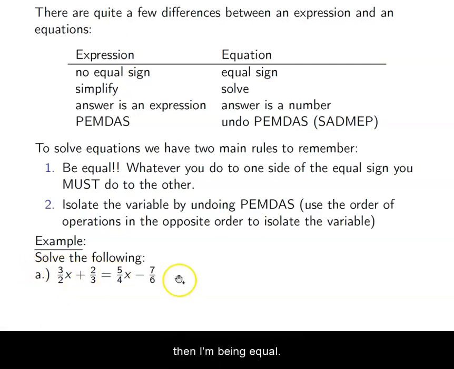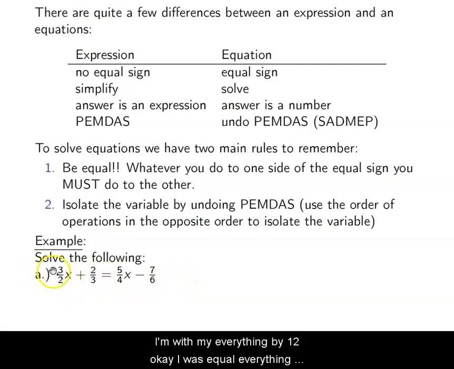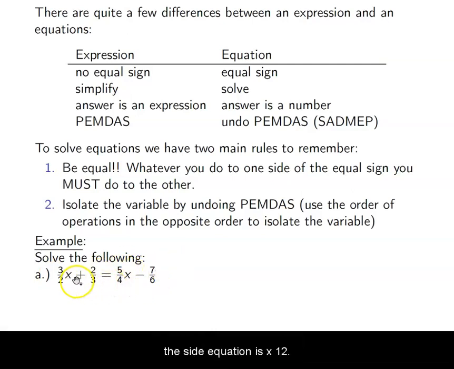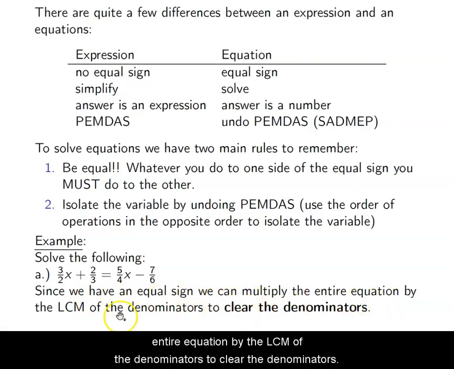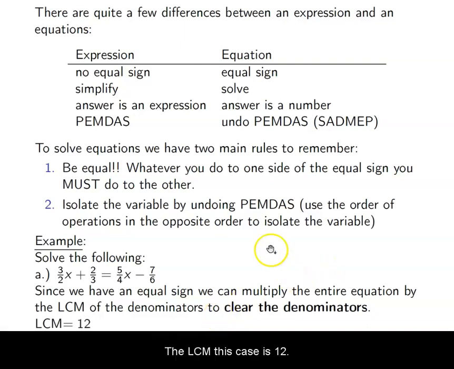The whole equation, because then I'm being equal. I multiplied everything by 12, okay? I was equal. Everything on this side of the equation and every term on this side of the equation gets multiplied by 12, right? So again, since we have an equal sign, we can multiply the entire equation by the LCM of the denominators to clear the denominators out. The LCM in this case is 12.